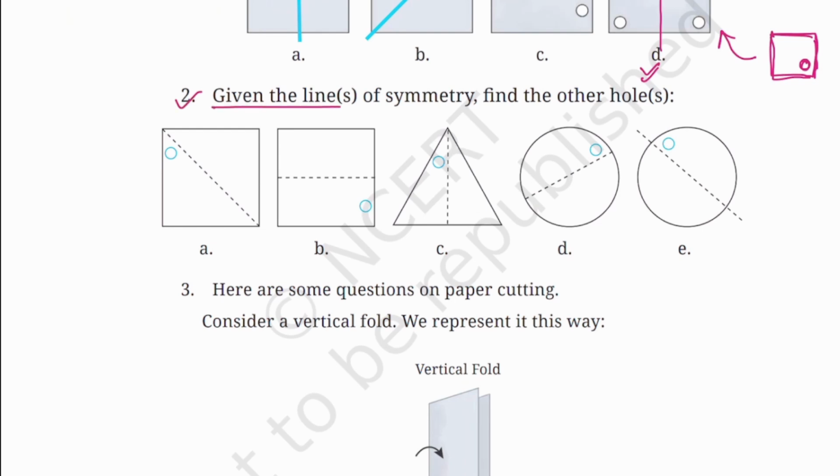To give the lines of symmetry, find the other holes. In figure A, the hole will be here. In figure B, here. In figure C, here. In figure D, here. And in figure E, here.